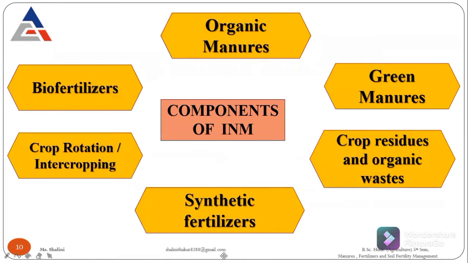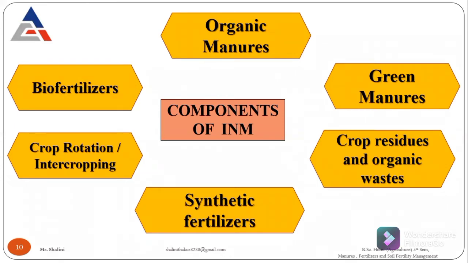Then again I will talk about the components of the INM. So basically there are 6 components of INM. First is organic manures, then green manures, then crop residue and organic waste, then synthetic fertilizers, then crop rotation, then biofertilizers. All these are the components of the INM which we have to use if we are doing integrated nutrient management, so that balanced nutrition is available to the crop and soil health gets improved.